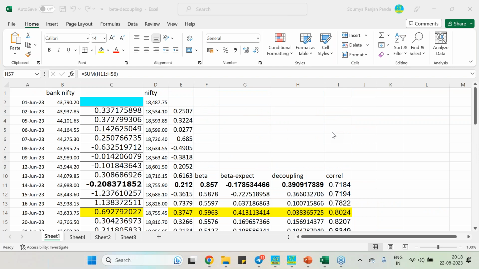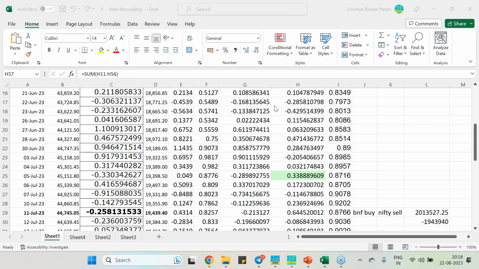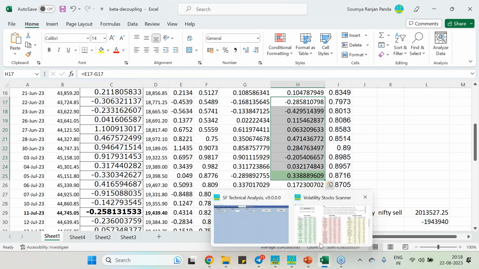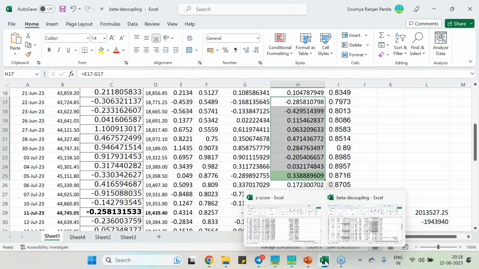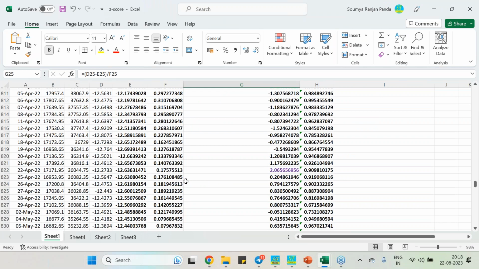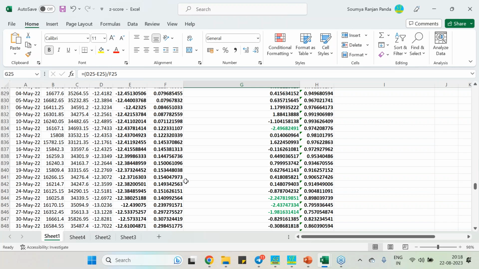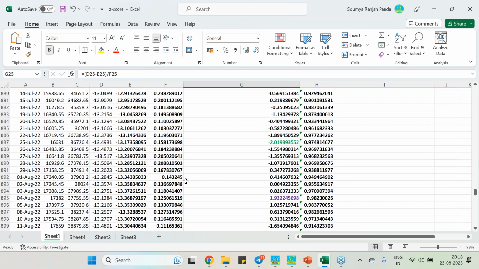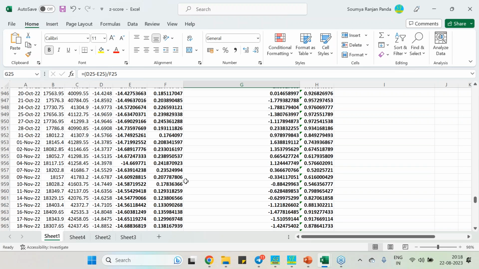What is beta decoupling? What is Z score? Beta decoupling is a summing up approach. Whatever the decoupling happens every day, we are summing it up. Z score is not a summing up approach. It is just what happens every day, and based on that, we go for it. So these two studies give us what value? What is the demand and supply situation now?